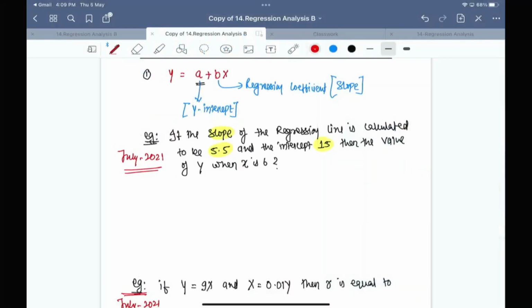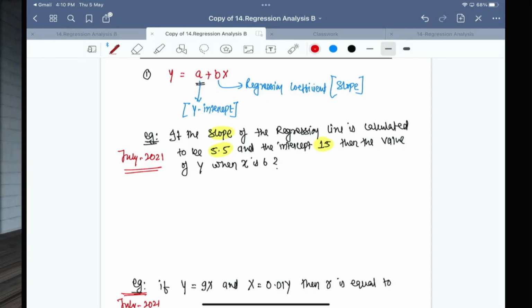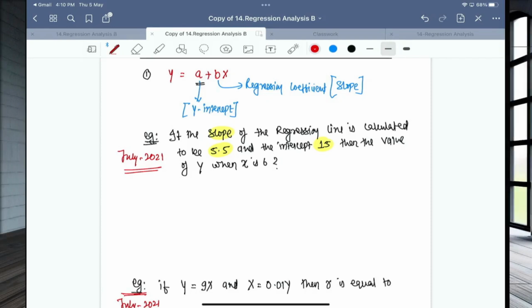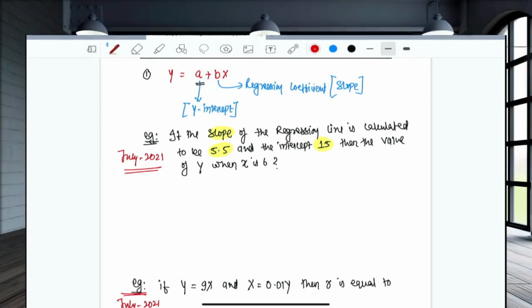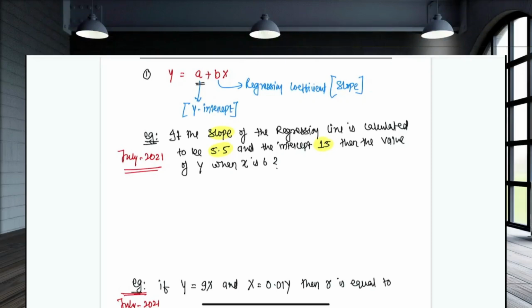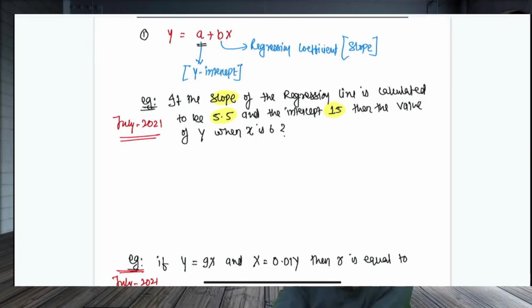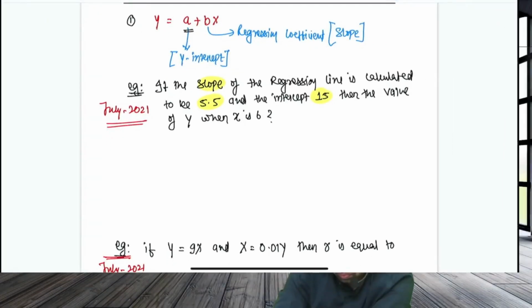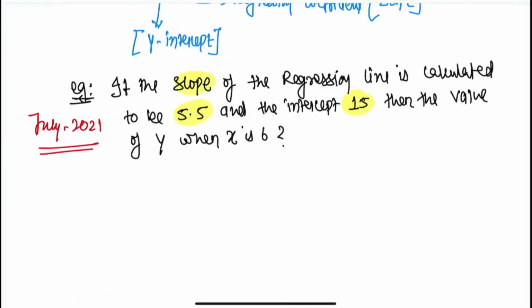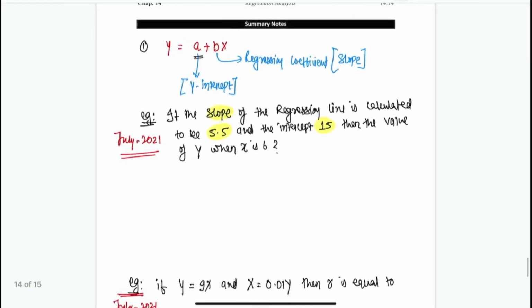Sorry, wait, where is the board format? Okay, guys, write down this fast. Guys, write down fast.